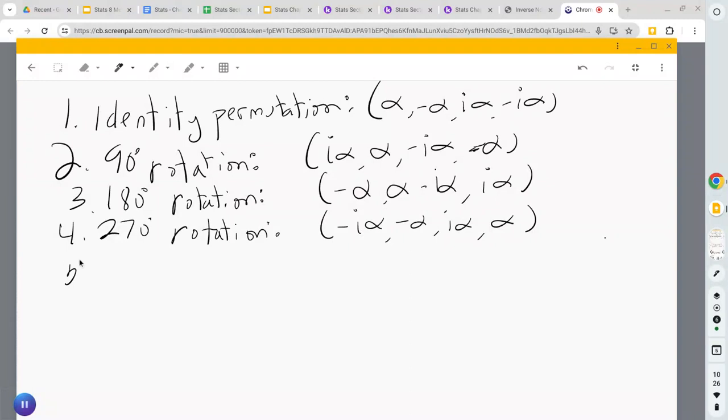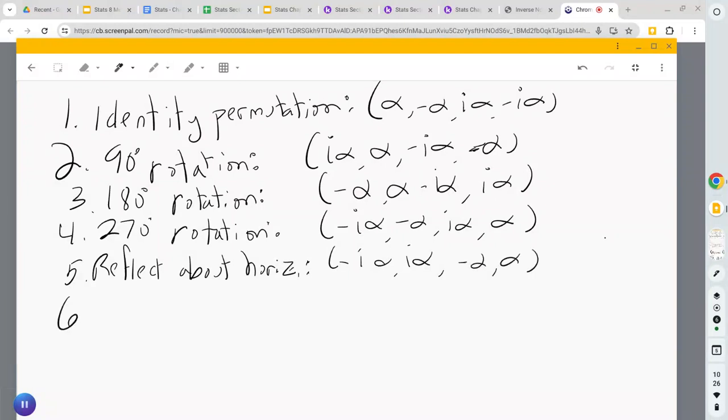So let's do the horizontal reflection, reflection about a horizontal axis. That gives negative i times alpha, and i times alpha, and negative alpha, and finally alpha. And then we have a vertical reflection about a vertical axis. That should give us negative alpha and negative i times alpha and alpha and i times alpha.